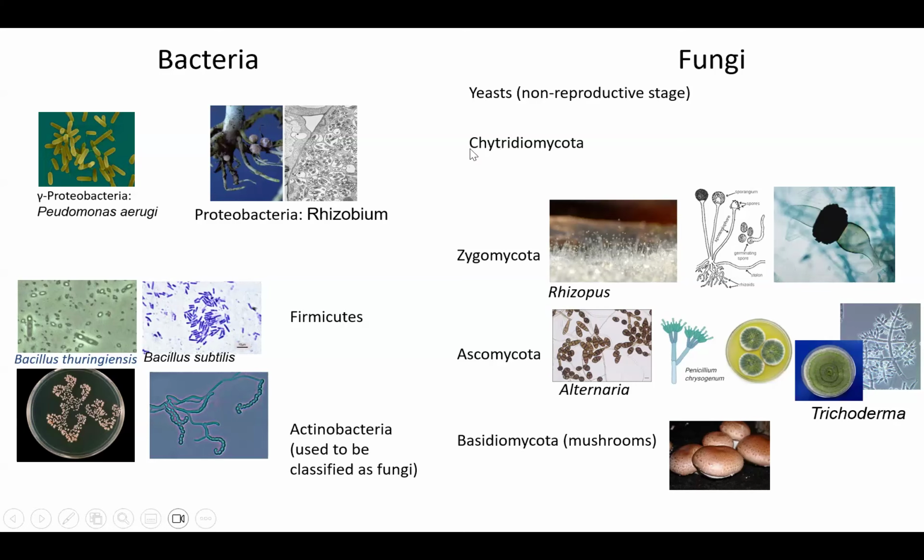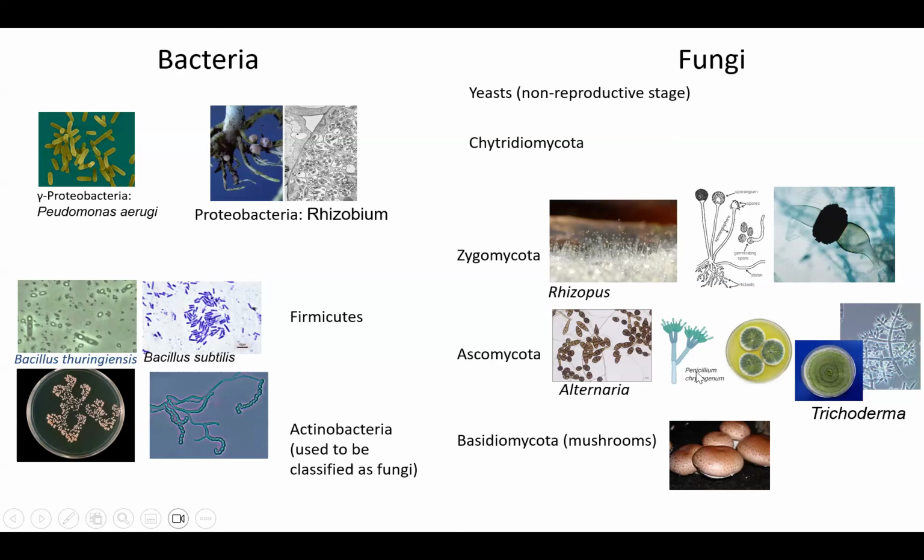There's the Chytridomycota, which tend to be water molds, but then we get the group called Zygomycota. These tend to be the kind you see on bread molds, and decomposers. Rhizopus there. Alternaria tends to be a pathogen. It's in another group. Penicillium, Trichoderma.